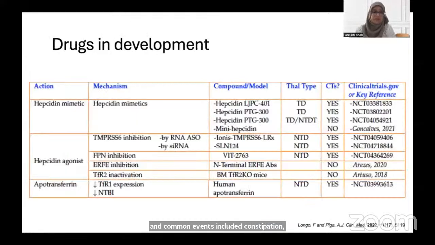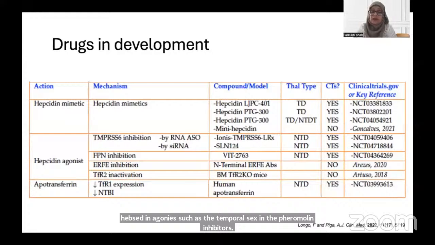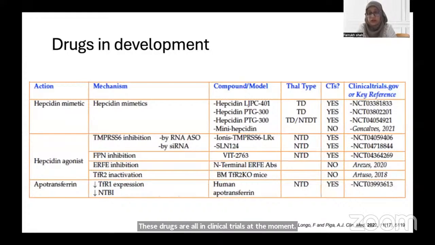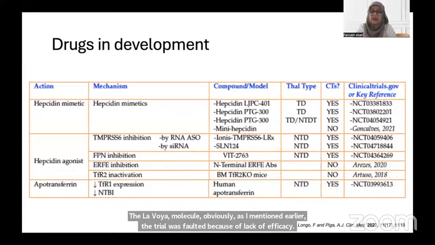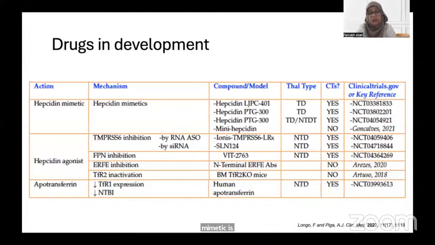Drugs in development include our iron regulatory gene pathway, and these are mainly focused around hepcidin mimetics or hepcidin agonists, such as the TMPRSS6 and the ferroportin inhibitors. These drugs are all in clinical trials at the moment. The La Jolla molecule, obviously, as I mentioned earlier, the trial was halted because of lack of efficacy. The other hepcidin mimetic is the protagonist molecule, and the results of that study are awaited.